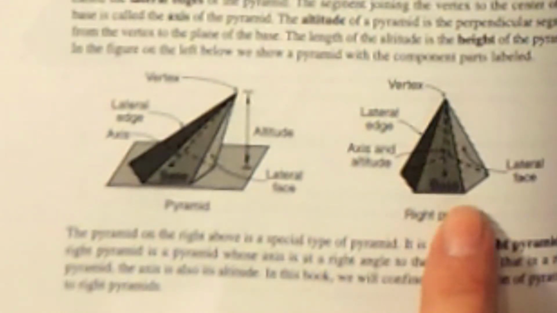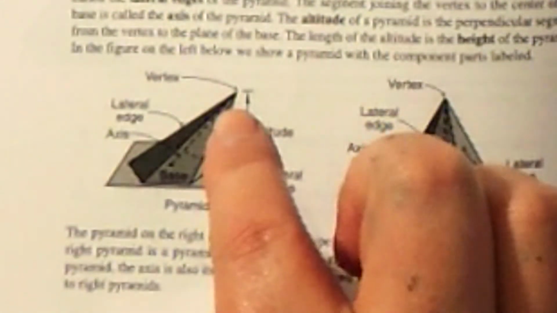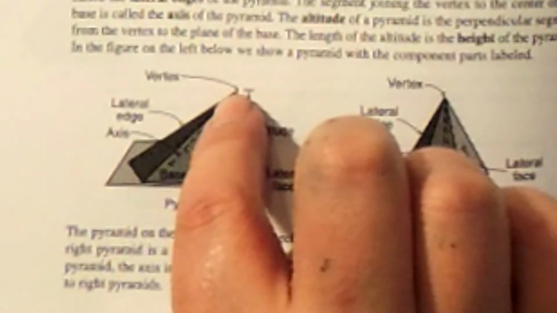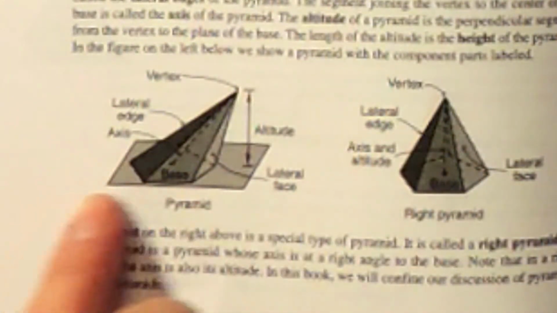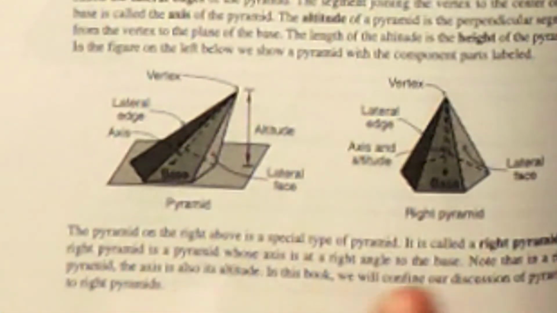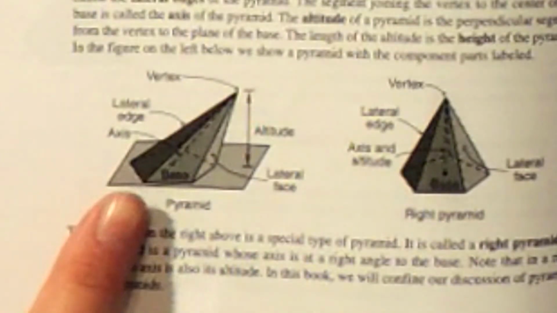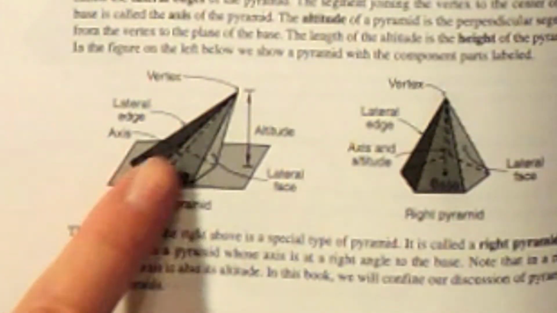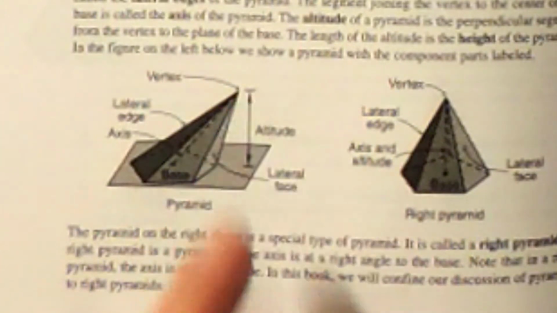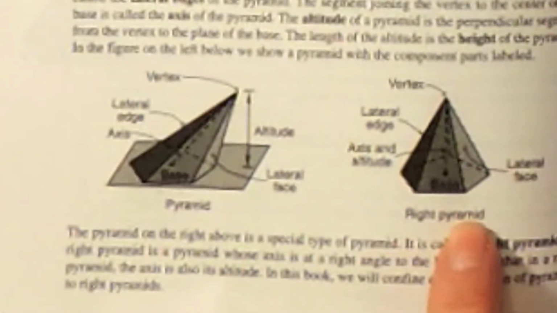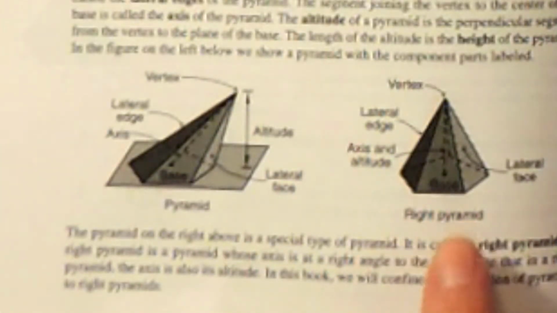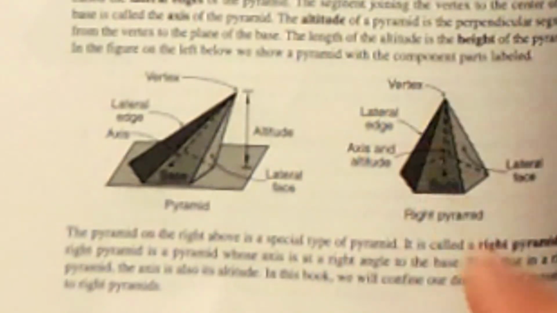So the altitude is the distance from the vertex to the plane of the base, which means the level where the base is. If the pyramid is tipped, then the length of the axis is not going to be the same as the altitude. But if we're talking about a right pyramid, then the altitude or height is going to be equal to the height of the axis.